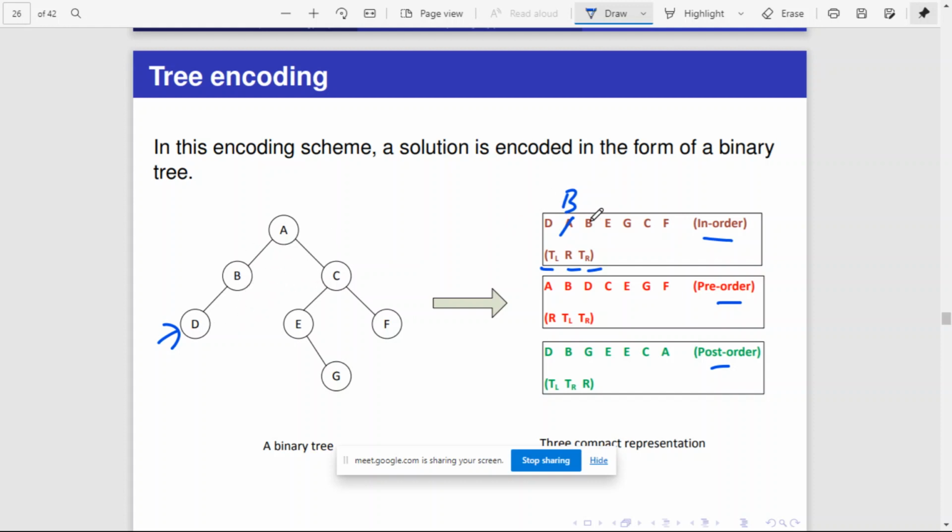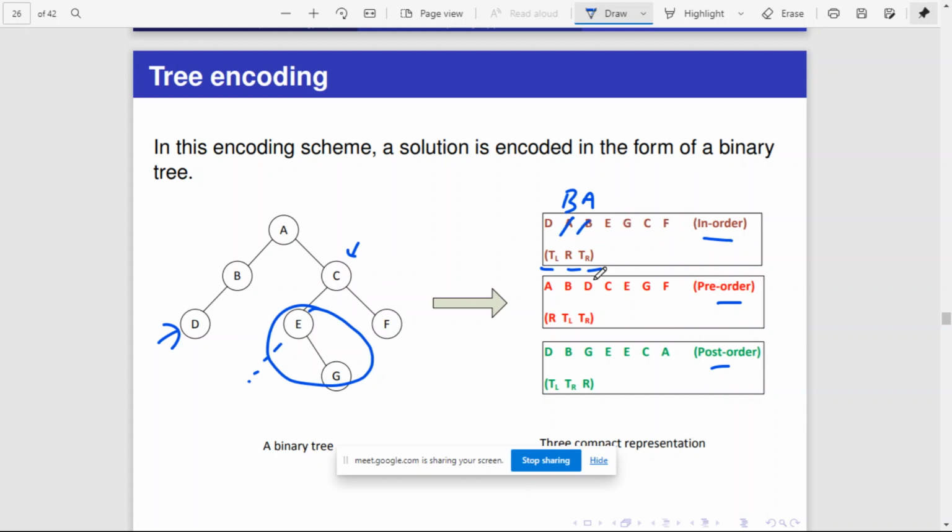Now comes A. Here it will be A. Again go to C, then go to its left. It does not have any left, so there is nothing to visit here; it is something like null. With no left, the next root should be visited, that is E, next G. Now this left side of C is visited, so now visit C and then F. So the in-order is D B A, E G C F.